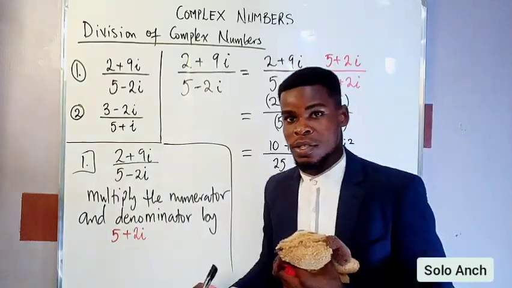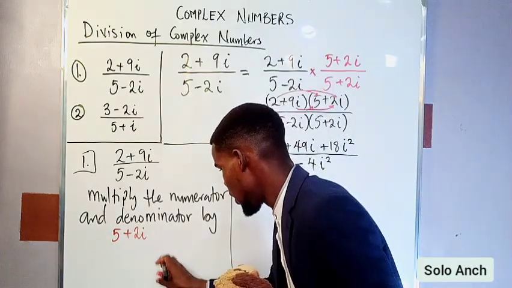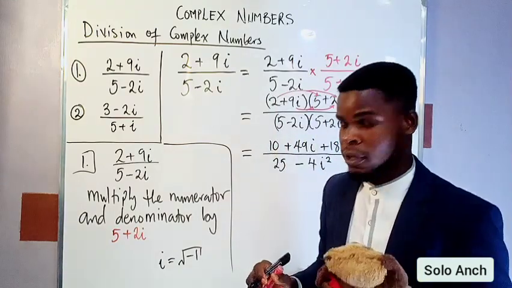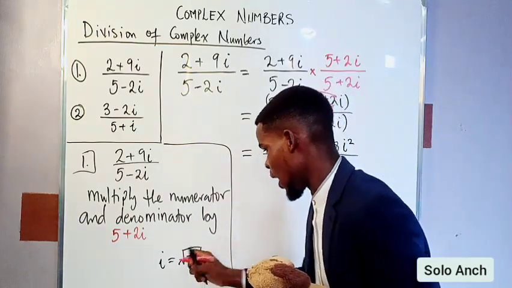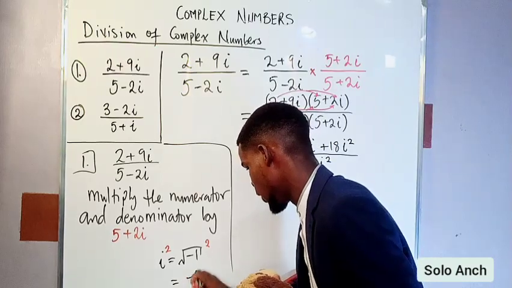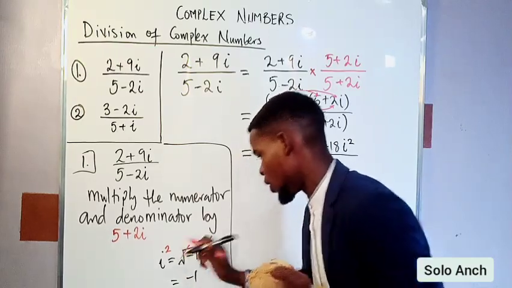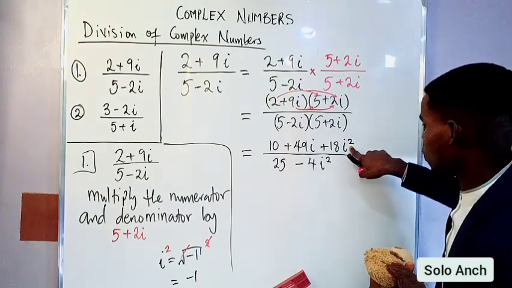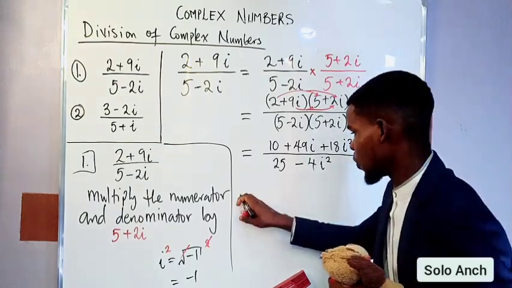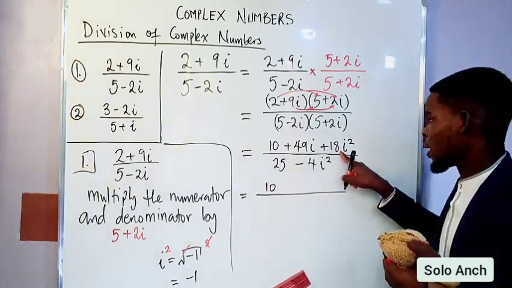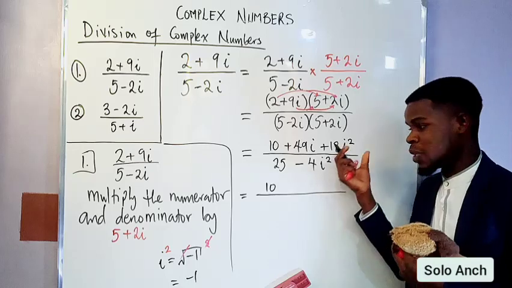Good. But take note that we know that i is the same thing as square root of negative 1. All right, from the first video in this course. So that means that the i squared will give us a negative 1, since the square will cancel out with the square root. Good. So here will be negative 1, here will be negative 1. So this becomes 10, okay? This is negative 1 times 18. That will be negative 18.